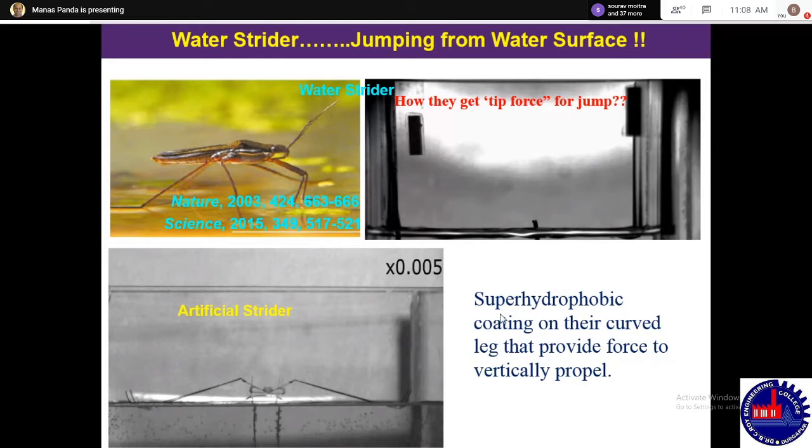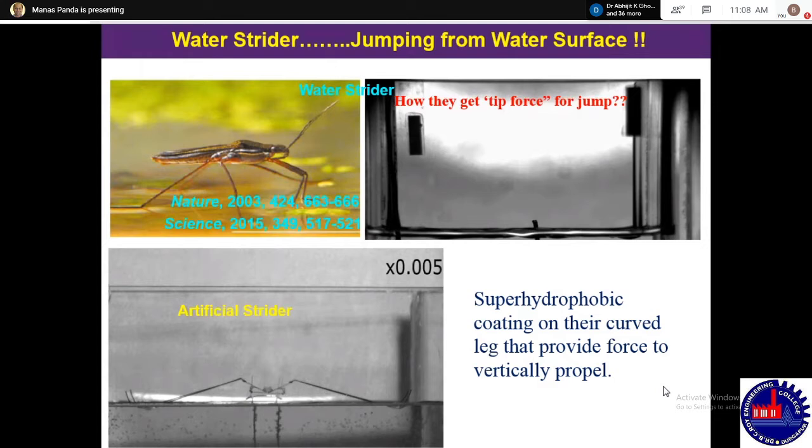Now, recently there are 3-4 Nature papers on this. I'm just putting one reference over here, one Nature paper and another Science paper that recently came up. They have investigated that their legs are specially bent, which gives more repulsive force to the water, and their legs are also covered with a super hydrophobic coating. This super hydrophobic coating means there is a repulsion between the legs and the water. Because of the repulsion force, they get the tip force from the surface tension force over there, so they can vertically propel.